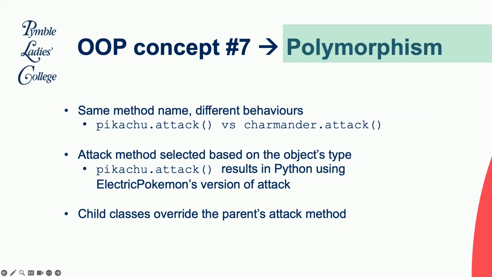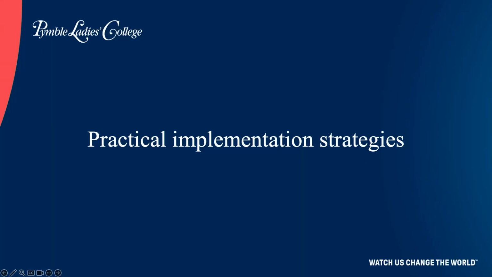And then we talked about polymorphism as well. Again, same method name, different behaviors, and the fact that Python basically determines the attack method needed based on the data type or the class type. All right? Okay. Some of the implementation strategies, and again, huge caveat because my girls are extremely motivated.